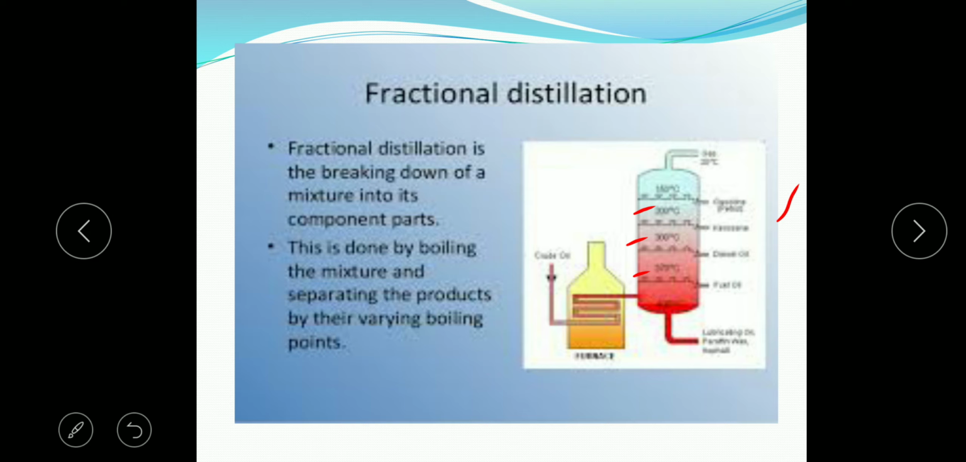Now fractional distillation is the breaking down of a mixture into its constituent parts, and this is done by boiling the mixture and separating the products by their varying boiling points. So the constituents should vary in their boiling temperatures, and the constituents whose boiling temperature is low will be obtained from this chamber, and the boiling temperature will increase in this pattern.